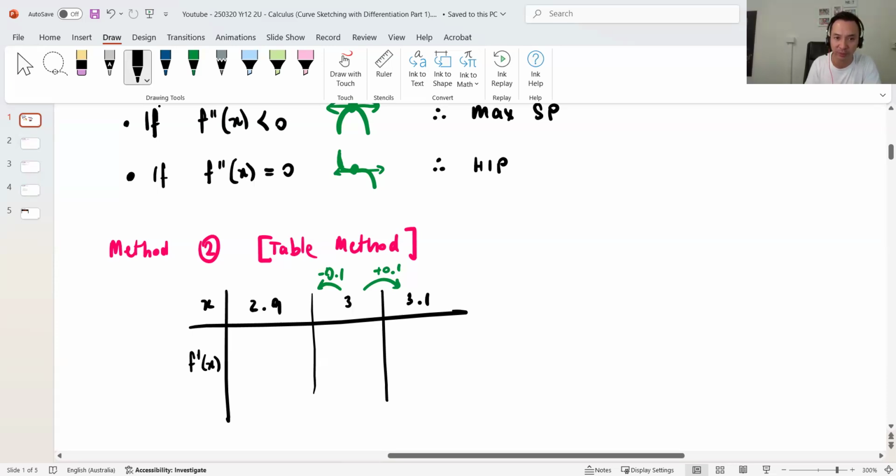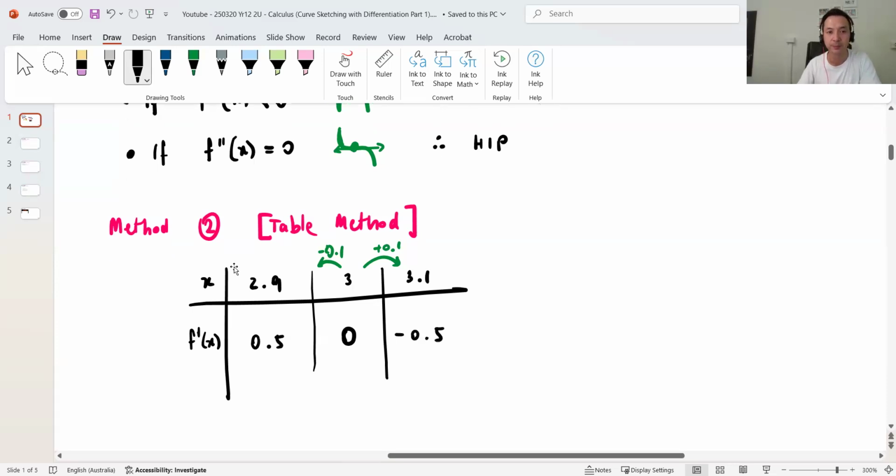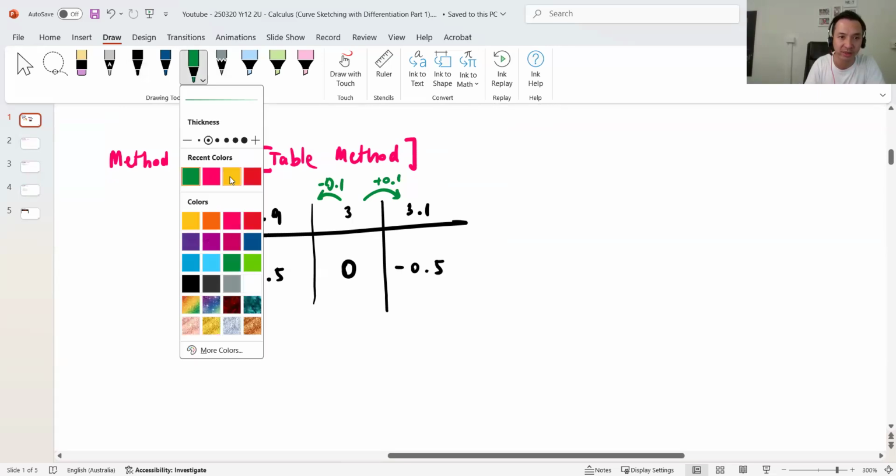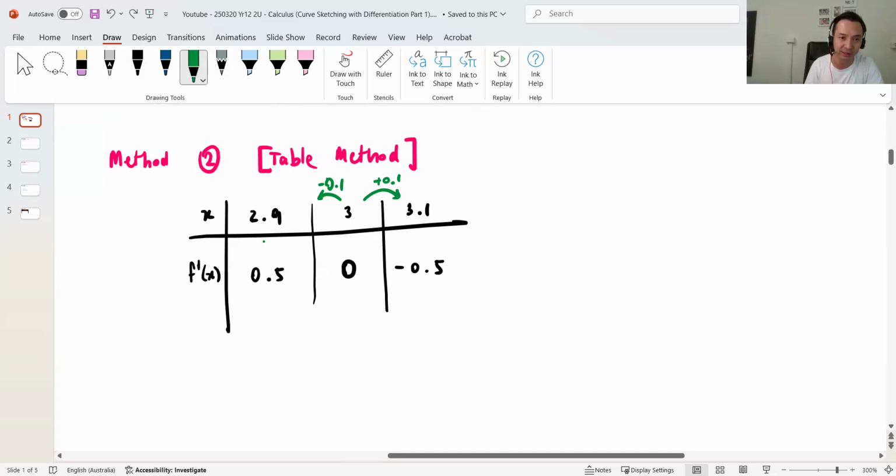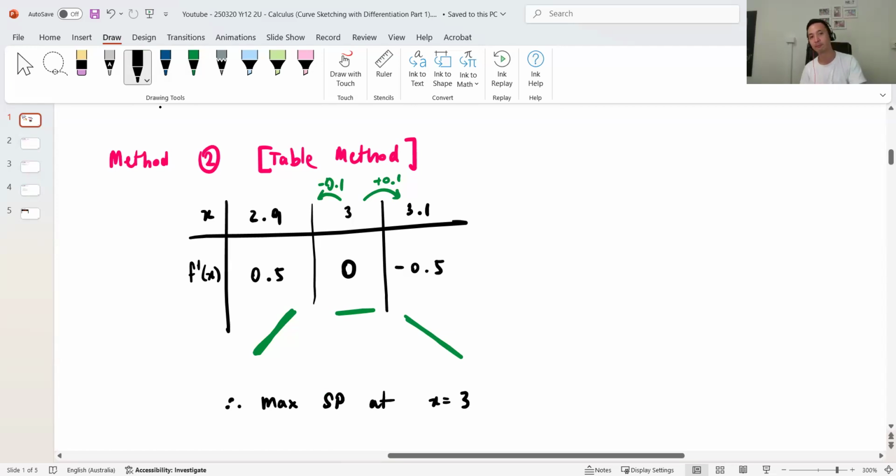Now, when I sub all 3 of these numbers into the first derivative, I always get 0 at 3 because that's how I got 3 in the first place. Let's say this is 0.5 and this is negative 0.5. What that's telling me in terms of the gradient is that when I sub a number slightly to the left, it was a positive gradient, the graph was going up. When I subbed it at 3, it was 0. When I subbed it slightly to the right, it was a negative gradient. You can see there, that's a maximum turning point. Therefore, a maximum stationary point at x equals 3. That's the table method.